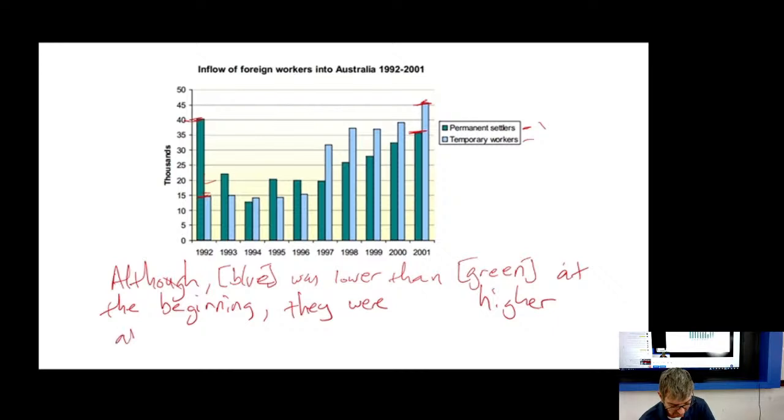They were higher at the end. Okay, so is it a big difference? Well, yes, there's quite a big difference, right? We're talking about this difference. So how much is that? Well, if we look over to this section, you can see that that's about 10,000, right? The difference between 45 and 35. So is that a lot or is that a little? It's quite a lot.